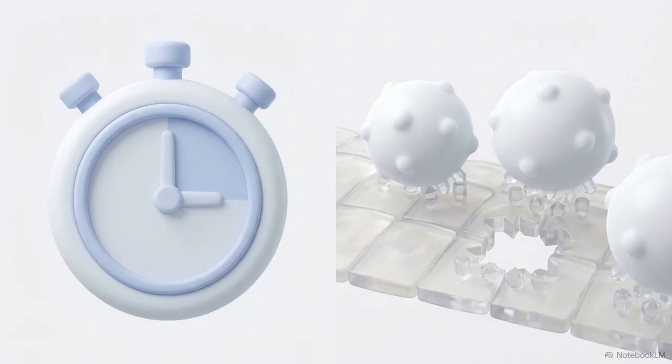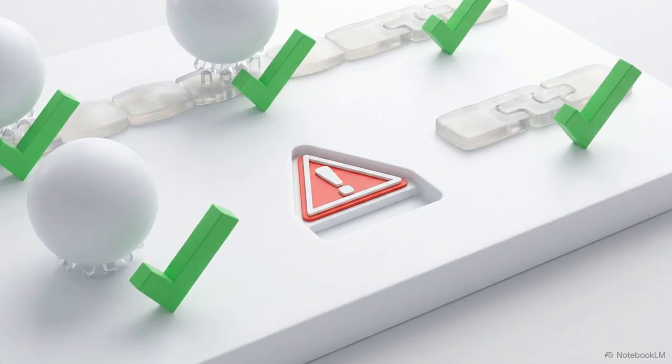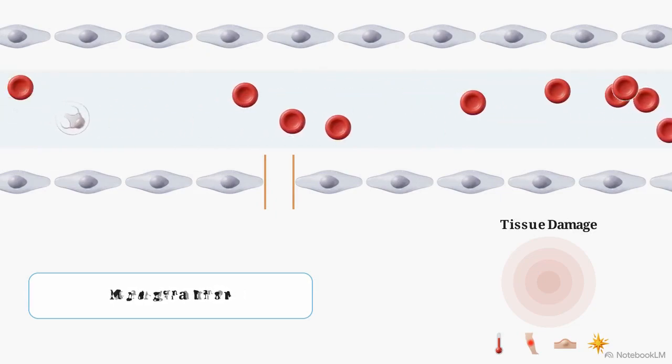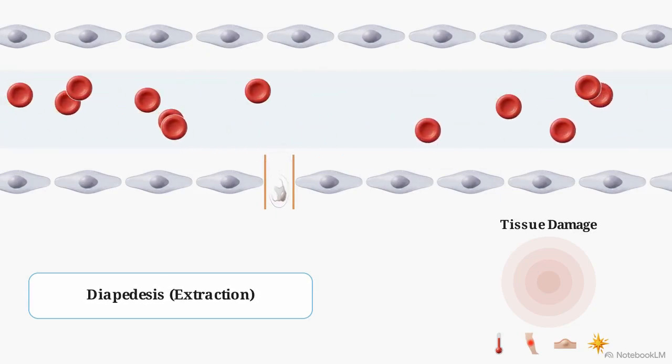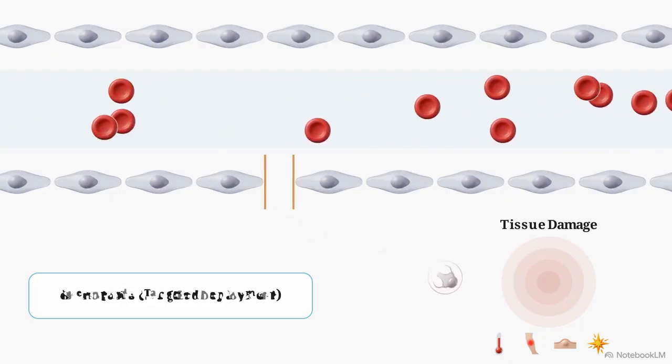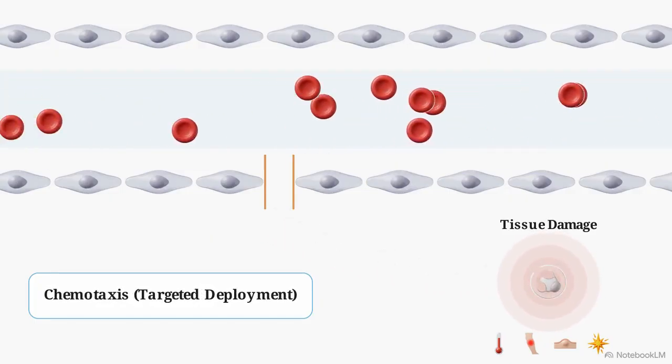Let's test your recall. Which molecules mediate rolling versus firm adhesion, and what condition occurs if integrins fail? Selectins handle rolling, integrins pair with ICAM-1 for adhesion, and a failure here results in leukocyte adhesion deficiency. This multi-step adhesion cascade ensures the required cellular weaponry is safely extracted from the rapid arterial transit system and deployed exactly where it is needed.